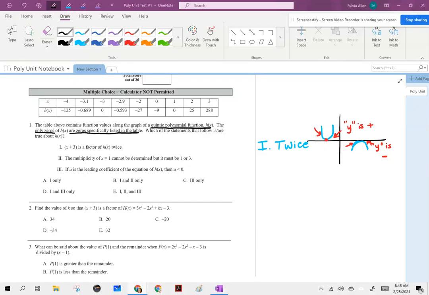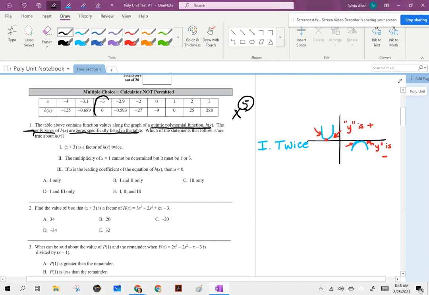Okay, so let's take a look at number 1. We've got a table. It says that the table above contains function values along the graph of a quintic polynomial function h of x. So we know that this is a 5th degree polynomial. It also says that the only zeros of h of x are zeros specifically listed in the table.